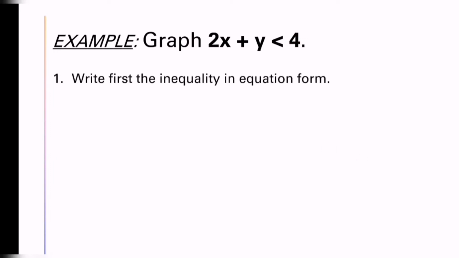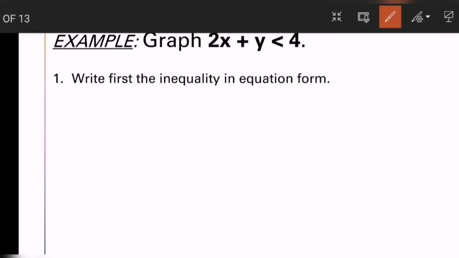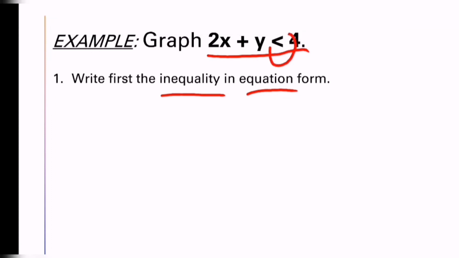Write the inequality in equation form. So, how do we do it? Ang sinasabi po, ito yung inequality mo, gagawin mo lang siyang equation. So, what's the difference between inequality and equation in two variables? Basically, napakadali lang, sa symbol lang sila nagkakaiba. So, how do we do it?